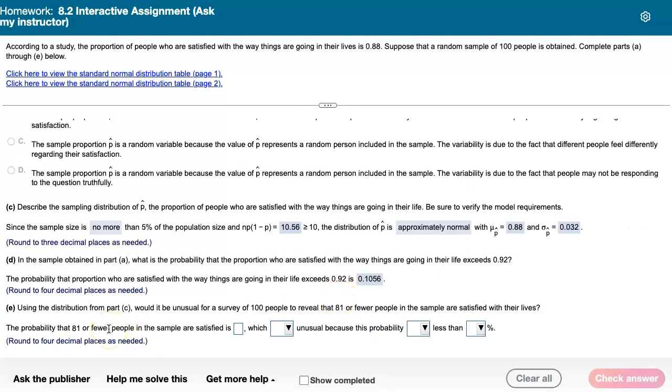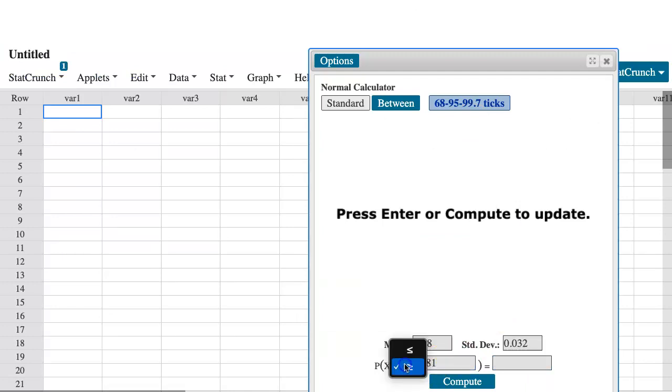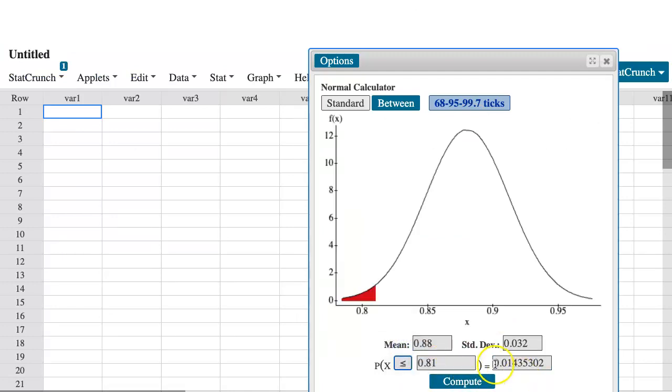For part E, very similar, except it's worded just a little bit differently. We first need to find the probability that the proportion is less than 0.81, and I get 0.81 because I'm being told here that I'm looking for fewer than 81 of the 100. So 81 divided by 100 is 0.81. So let's go back to StatCrunch to do that calculation, and I'll change this to the less than and compute.